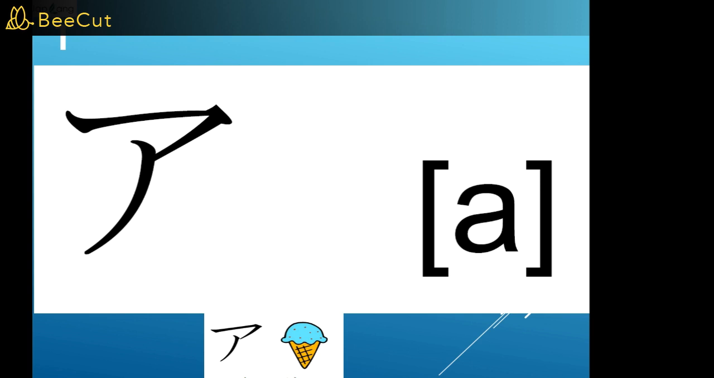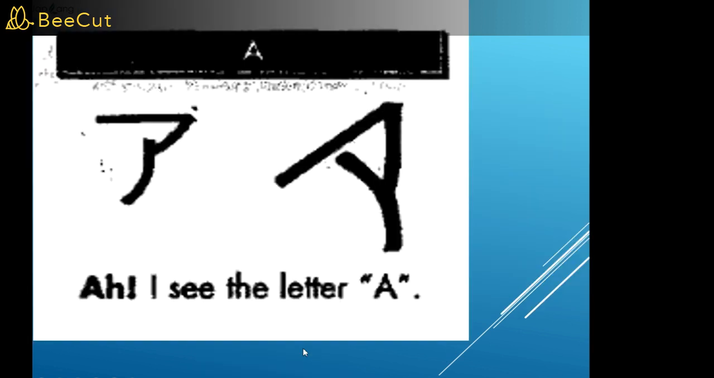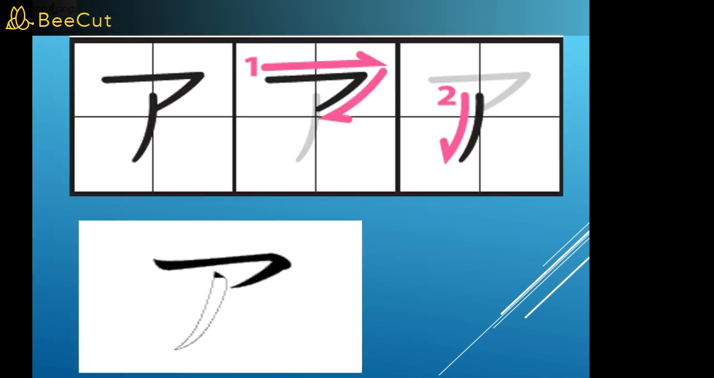This is how it looks, a, and I as in ice cream. You can remember this: I in ice cream. Here, u as in ice cream, and you can remember by looking at the picture. I see the letter A over here. So you can remember that. If you take a little bit, it becomes A. This is how we write it: one stroke, and this is the second stroke.